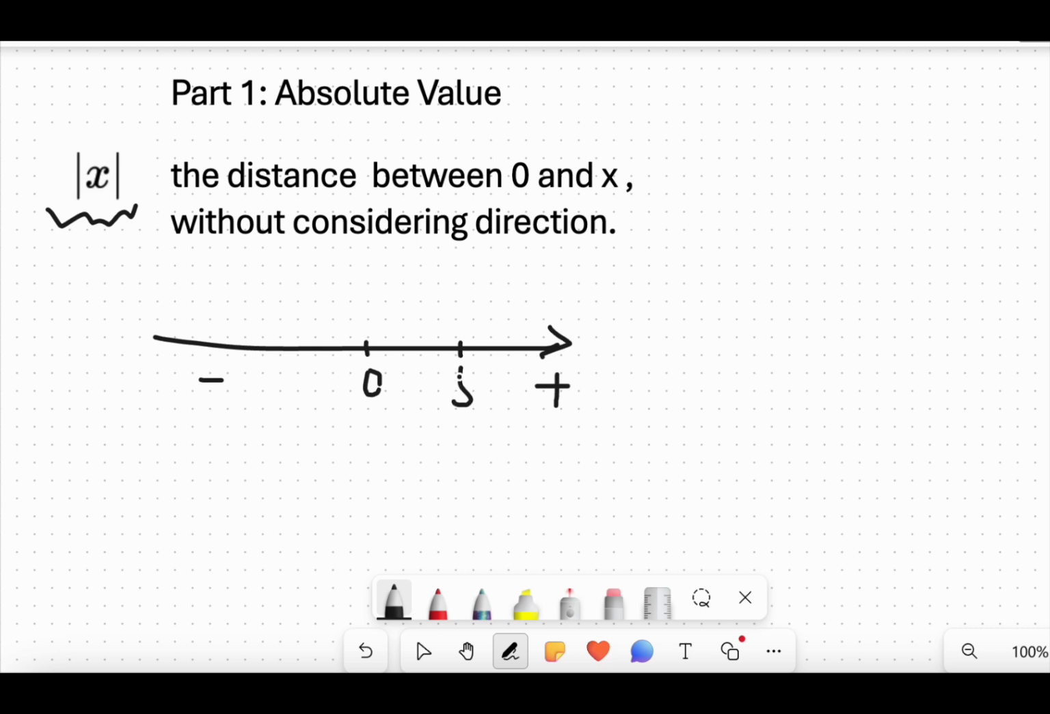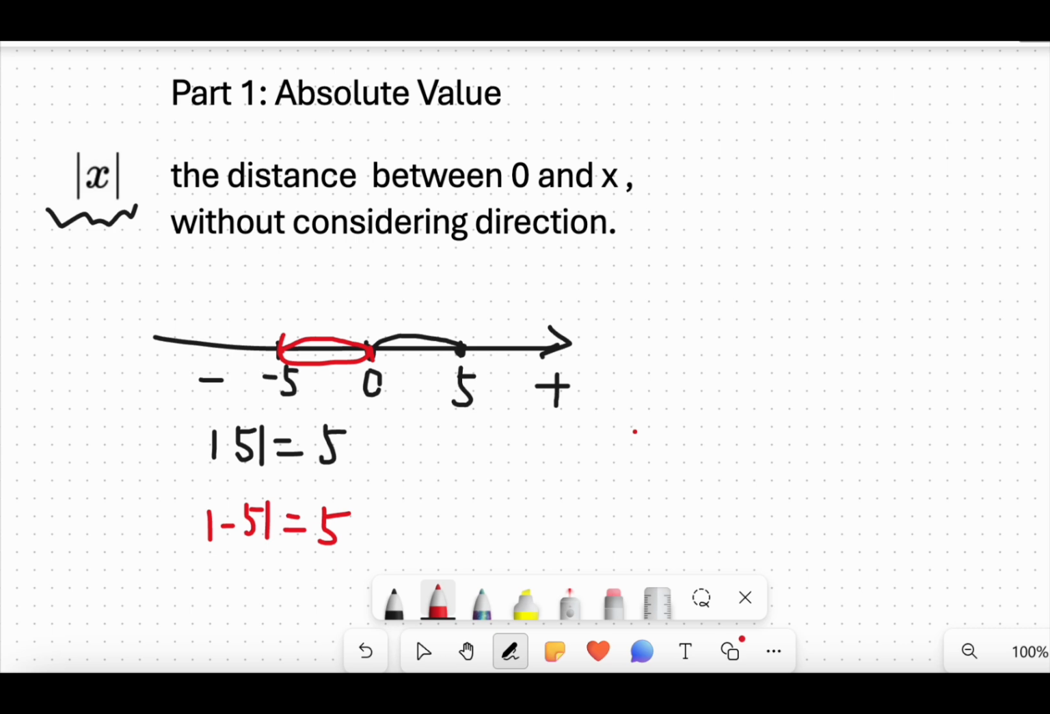If this is 5, the distance between 0 and 5, we know, is 5, so the absolute value of 5 is 5. Also, if this one is negative 5, the distance between negative 5 and 0 is also 5, so the absolute value of negative 5 is 5.